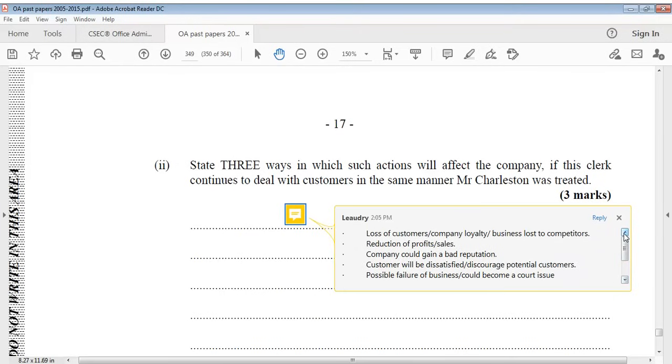So, these are 5 things that, if the clerk or the company continue to deal with customers in that way, this is how it's going to affect the company. Not in a good way, in a bad way.